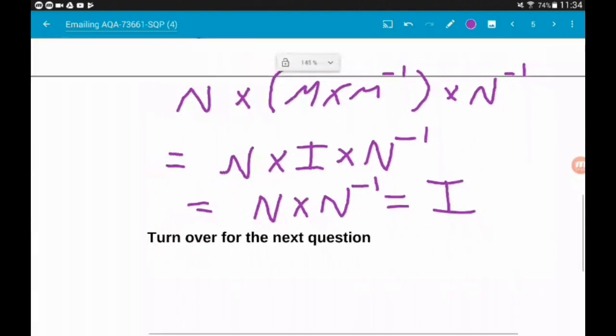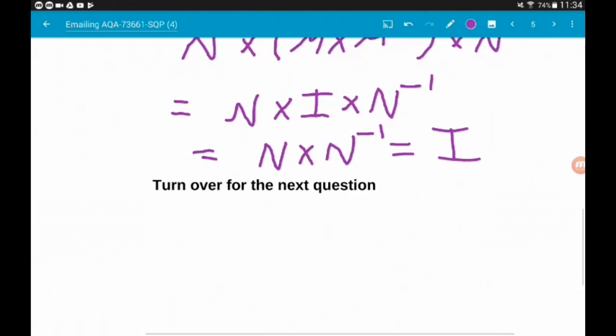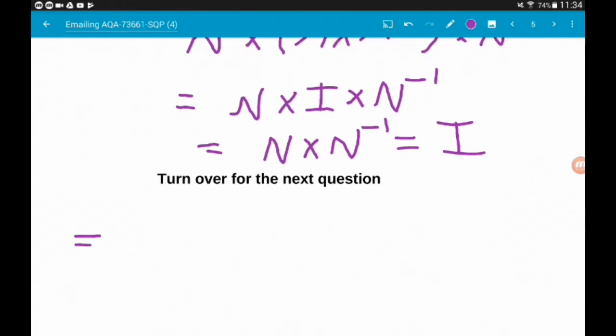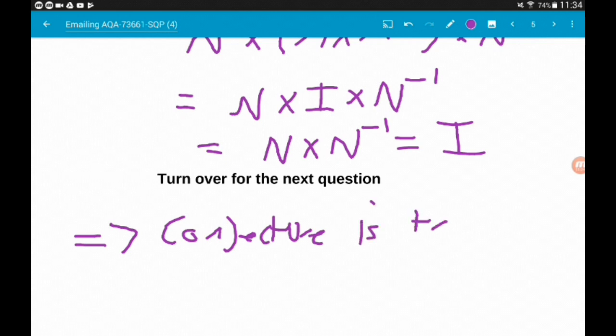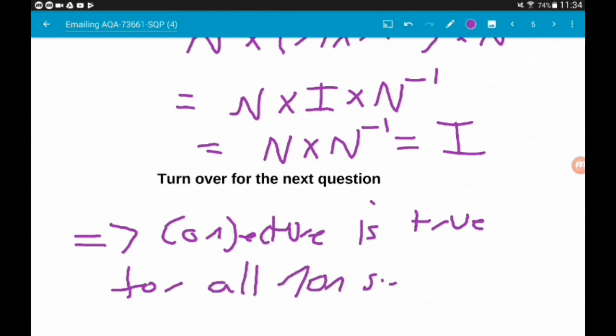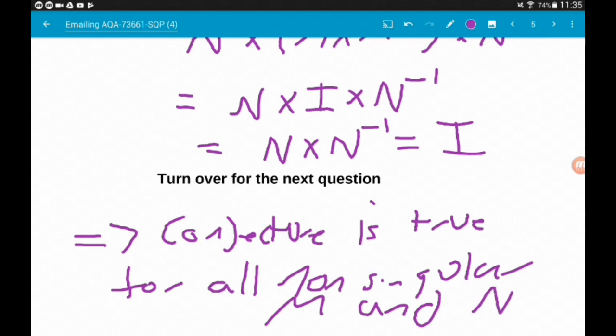So we've proven that it's true. Therefore, the conjecture is true for all non-singular M and N square matrices of the same size. We've done it.